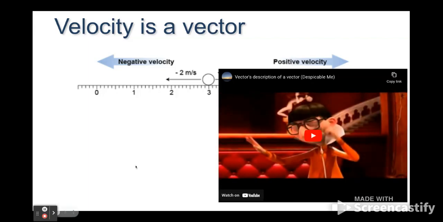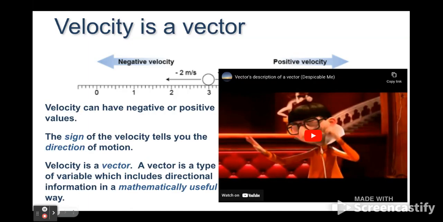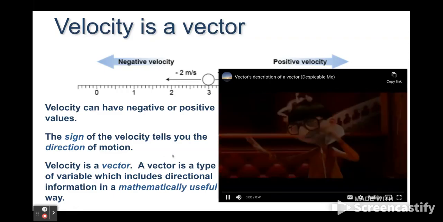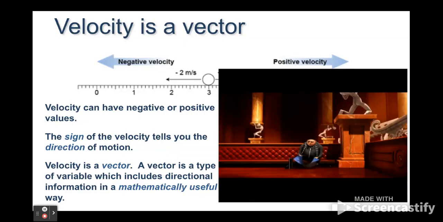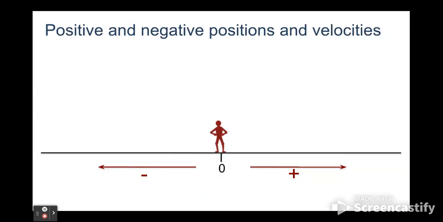So you can rewind and watch that and get that definition down for yourself, but you can see that it's a variable that includes directional information, the quantity that includes both direction and magnitude. Positive and negative velocities are much like positive and negative positions. There can be a positive position and even a negative velocity.